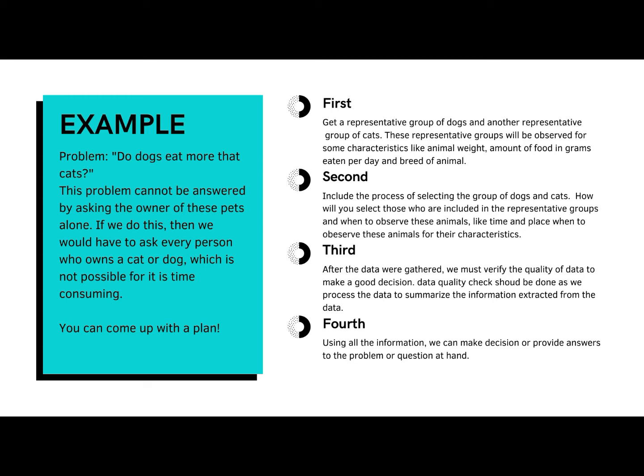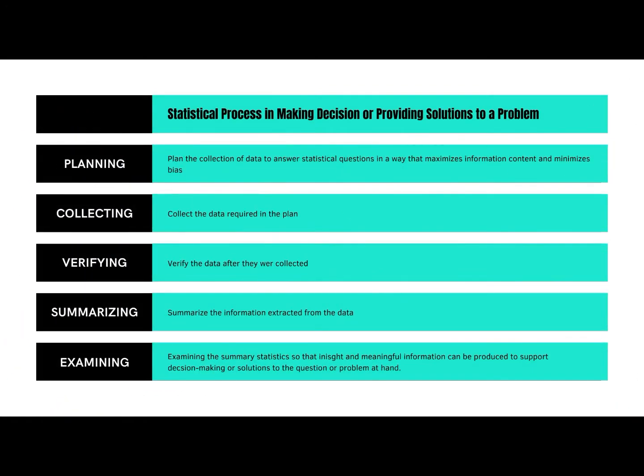Next, after the data were gathered, we must verify the quality of data to make a good decision. Data quality check should be done as we process the data to summarize the information extracted from the data. Using all the information, we can now make a decision or provide answers to the problem or question at hand. Now, we have the statistical process in making decision or providing solutions to a problem.